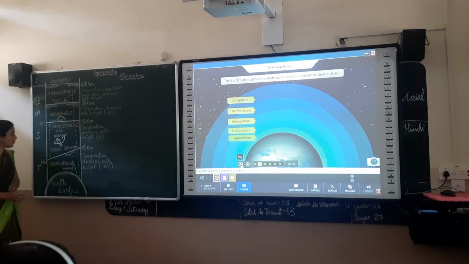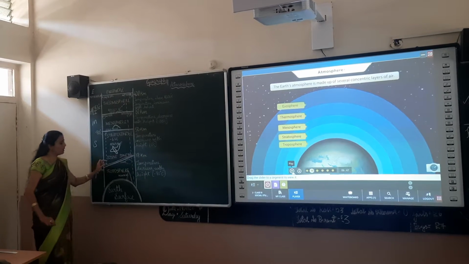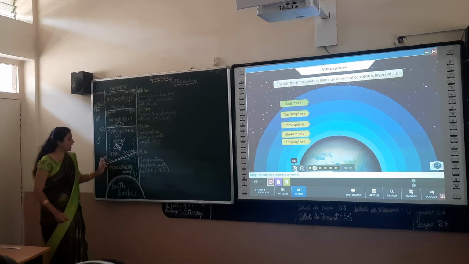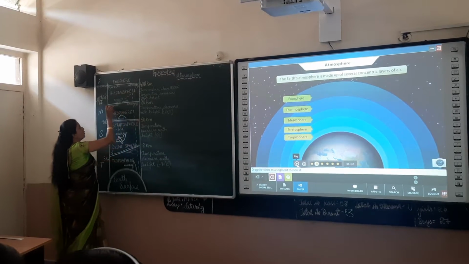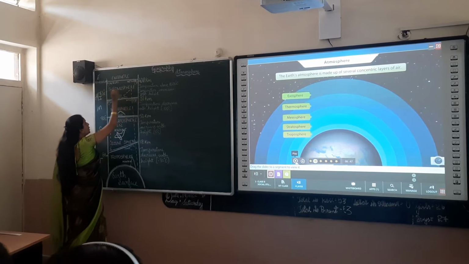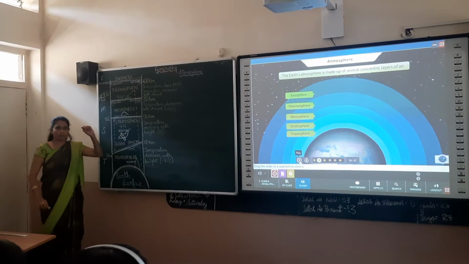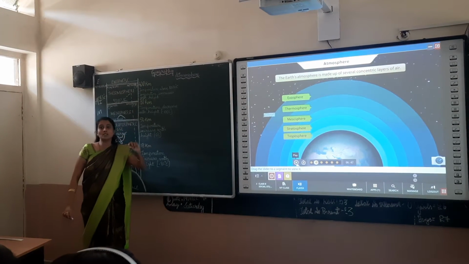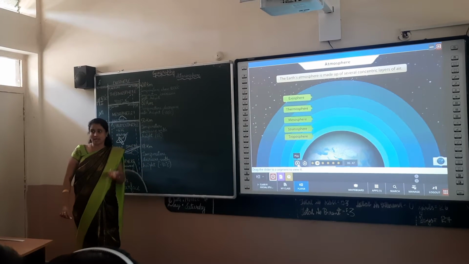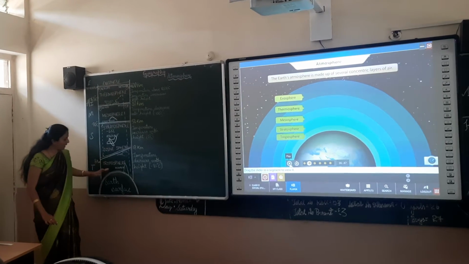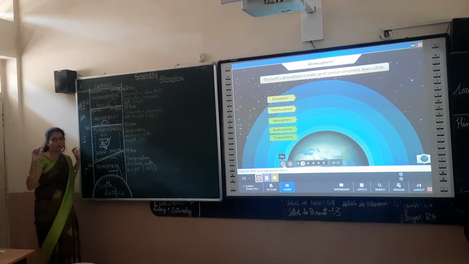One more thing is that between each layer there is a gap: between tropo and strato, between strato and meso, between meso and thermo, and in the same manner between thermo and exo. In this gap, the climatic condition is absent. Whatever we observe in the troposphere won't be seen in this small zone.